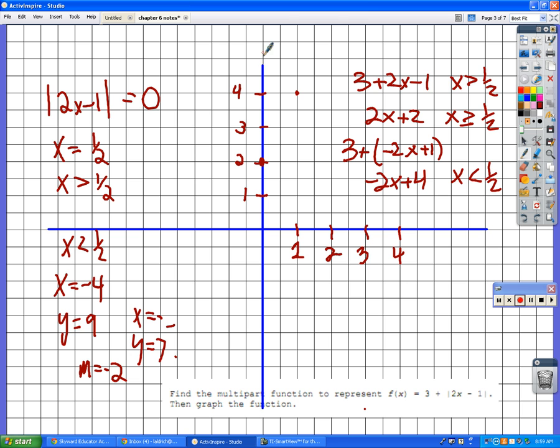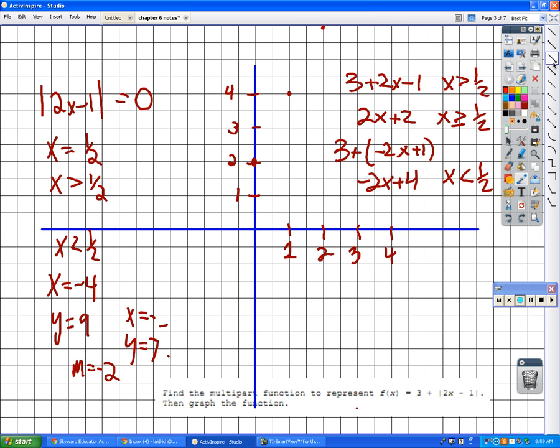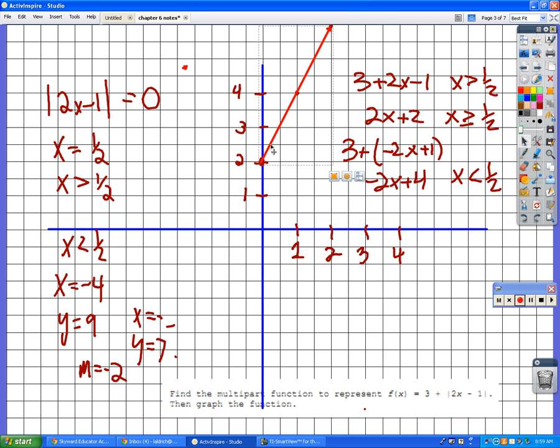Up 2 over 1, okay? But that only happens where x is greater than or equal to 1/2, right? So I'm not going to draw this whole line in there like this. That's a no-no, because that's starting where x equals 0, right? I need to start where x equals 1/2 instead. Does that make sense? So it starts at x equals 1/2.